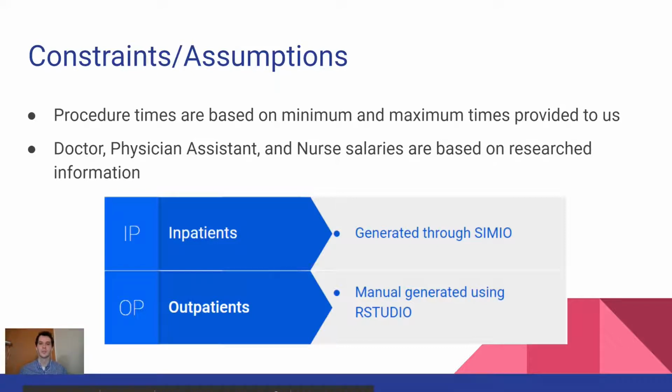Some constraints and assumptions we were given. The procedure times are based on a min and a max, and they were given to us by the hospital. The salaries for the doctors were researched from the internet. And then the two types of patients we dealt with were inpatients, which were generated through the simulation software we used, and the outpatients, which we manually generated using RStudio.